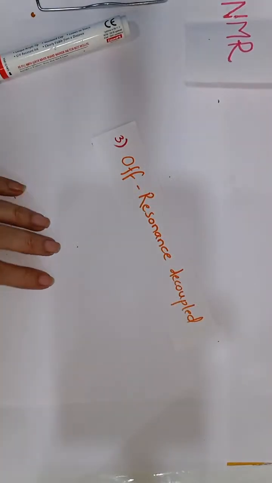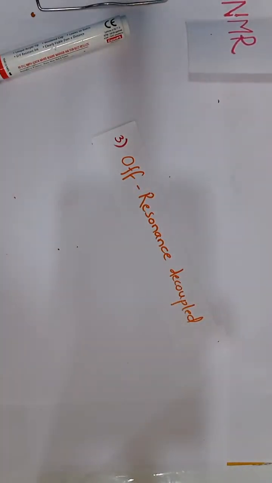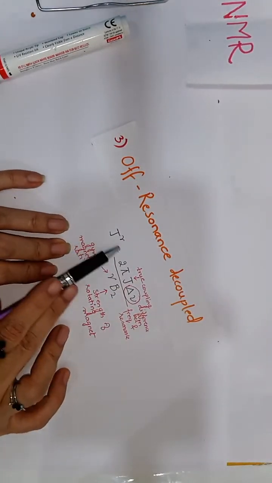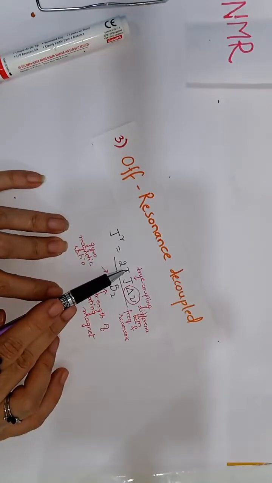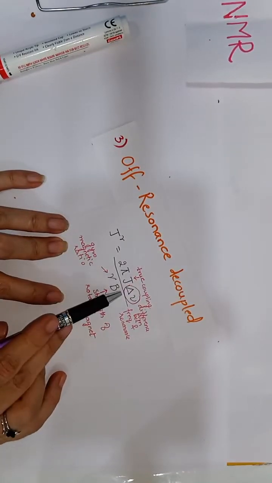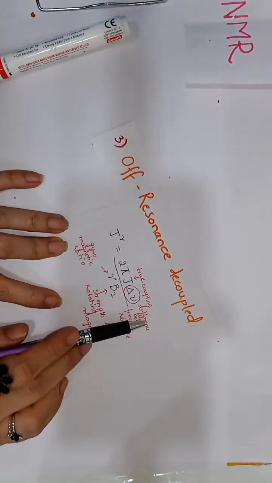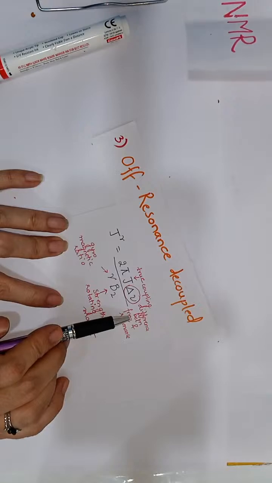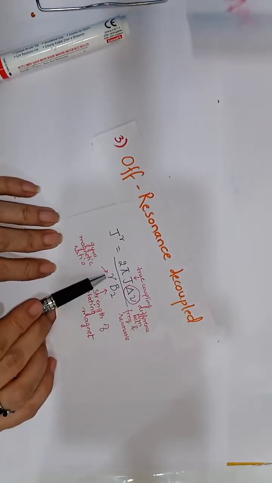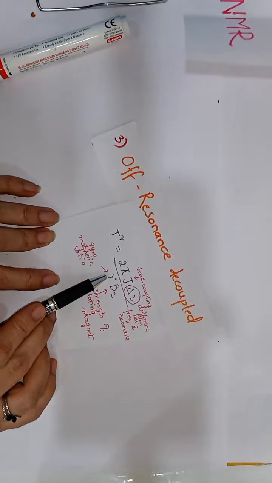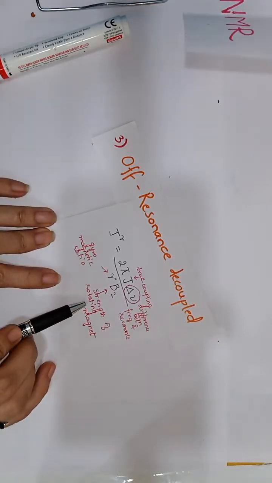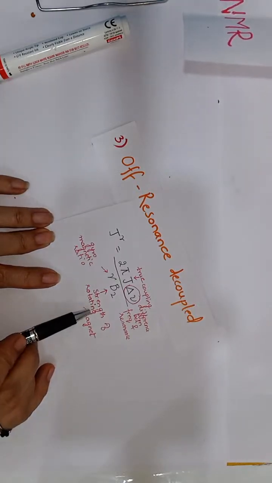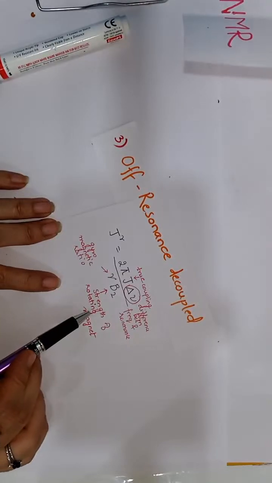Now, let us see the equation that is given for this. Residual coupling JR is equal to 2 pi, J stands for true coupling. Delta V is the difference between resonance frequency of protons of interest and decoupler frequency. Gamma stands for the gyromagnetic ratio of the proton. And B2 is the strength of the rotating magnetic field generated by the decoupler frequency. This is the equation that we are going to use.